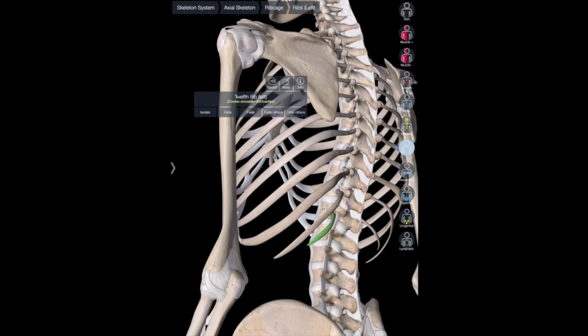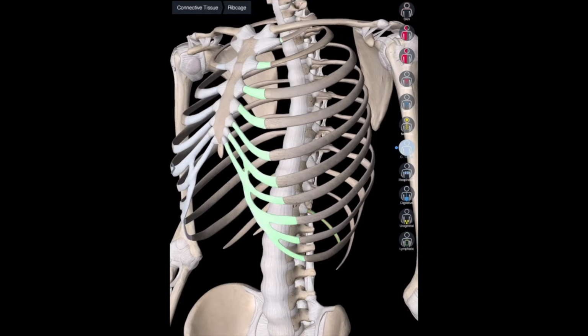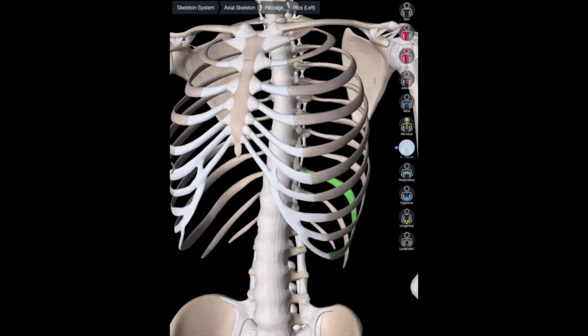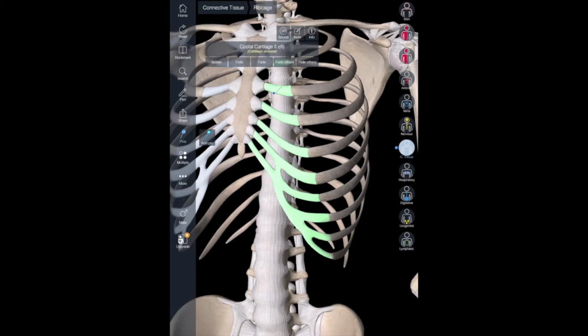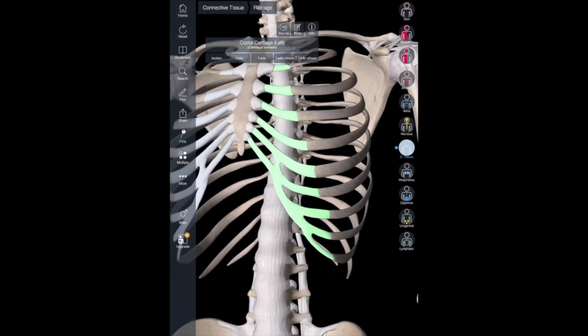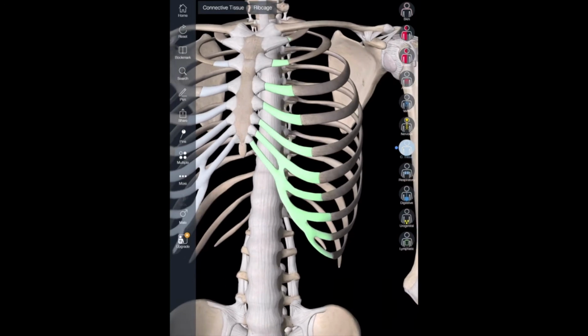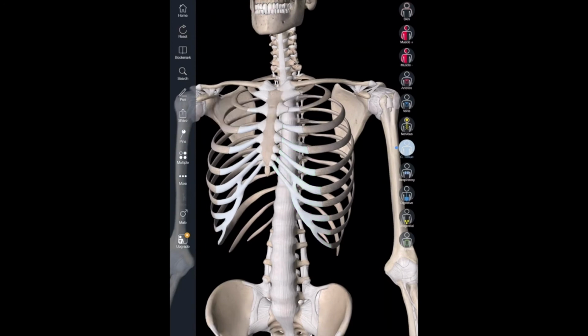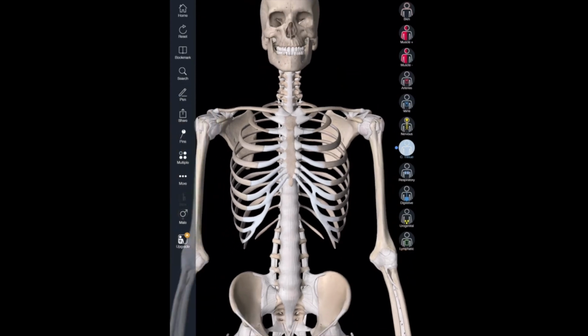But 11 and 12 are also referred to as floating ribs because they do not tie into the costal cartilage here. Whereas 8, 9, and 10 do tie into the costal cartilage, but all of their cartilage ties into the cartilage of rib 7 right here. So anyway, 7 true ribs, 5 pairs of false ribs. 2 of those 5 pairs of false ribs are floating ribs. That's 11 and 12. Okay, that was a backtrack to the axial skeleton.